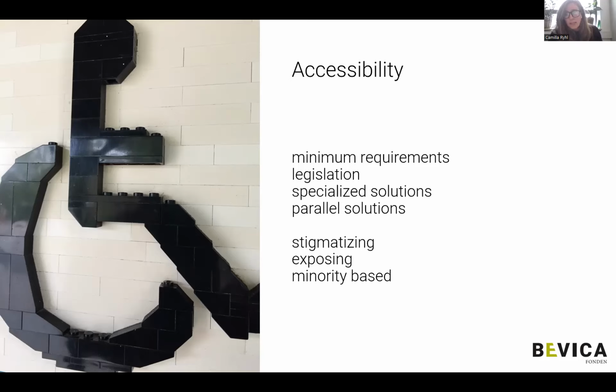and also in practice specialized solutions, special solutions for a special user group, and often, whether it is legislation or a pedagogic program or a building, it's often practiced in reality as a parallel solution to the main solution. Regardless of intentions, it's often experienced as stigmatizing or exposing, and maybe so because it's based on a minority understanding of who the users are. So this is the status and the culture of designing our society to also include people with disabilities in the Danish context. And in this context, universal design is new.